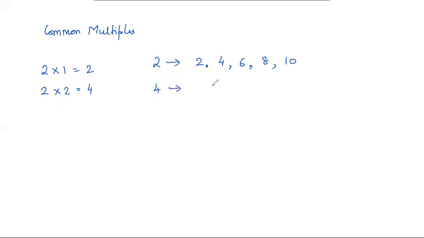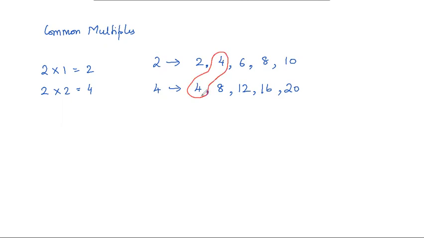What are the first 5 multiples of 4? 4 table, the first 5 multiples. 4, 4 2 times is 8, 4 3 times, what is it? 12. Next one. 16. And then 4 5 times is 20. Excellent. So, which numbers are common in these two sets?